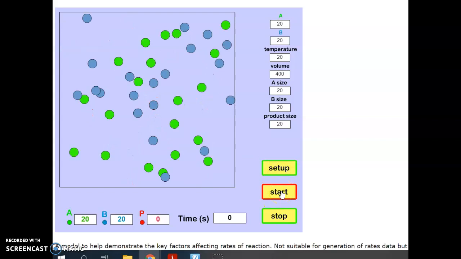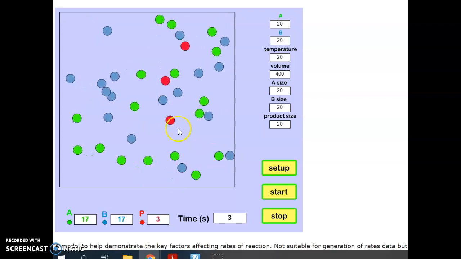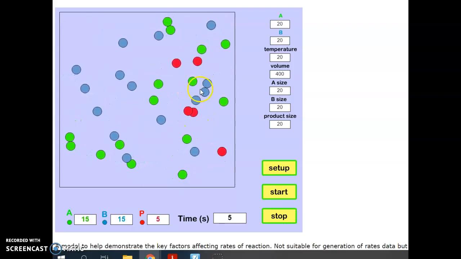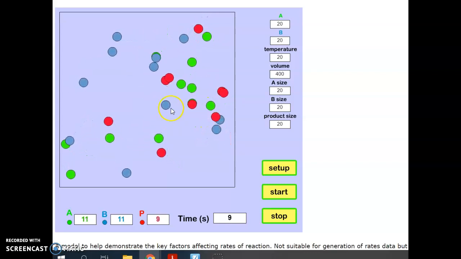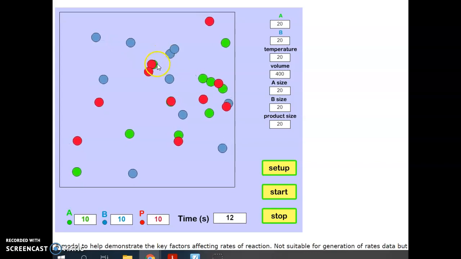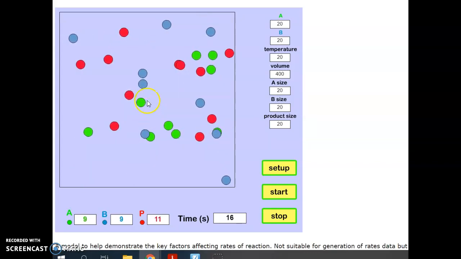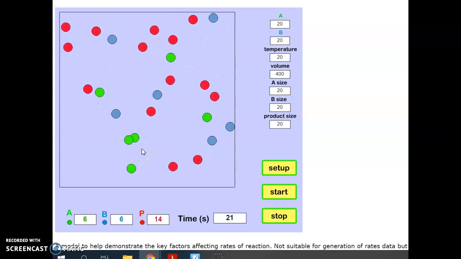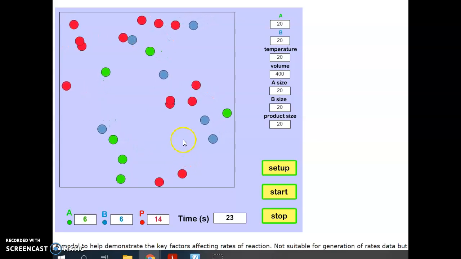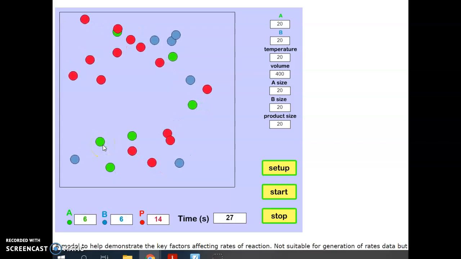I want you to try and keep an eye out for particles colliding but not being successful. That one was successful. Watch, we're not going to be able to find one now. Oh, wait. Okay, that just happened. So you don't have the green and blue always making red. There was another one right there. What that's showing you is that you can have collisions, but they're not successful. One happened right here. That was perfect.